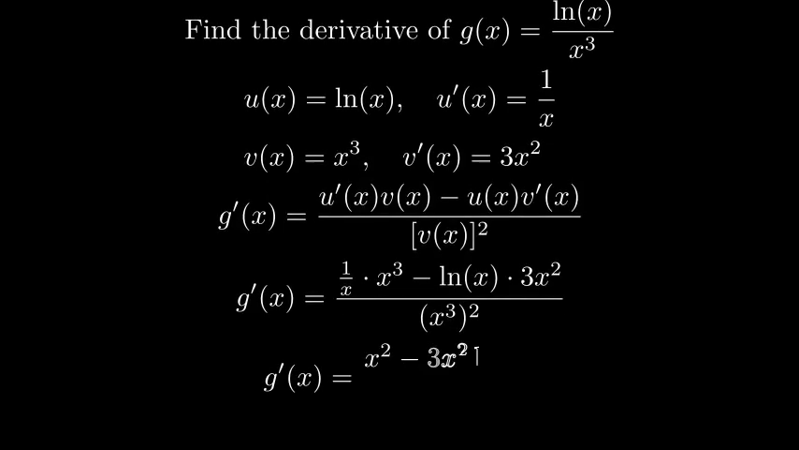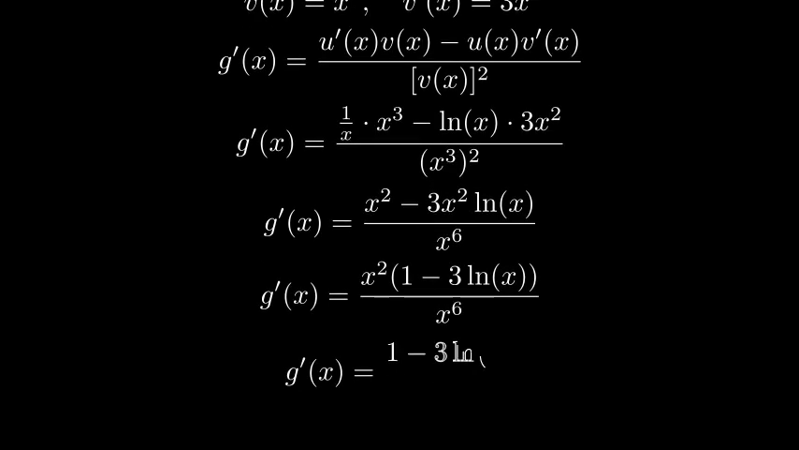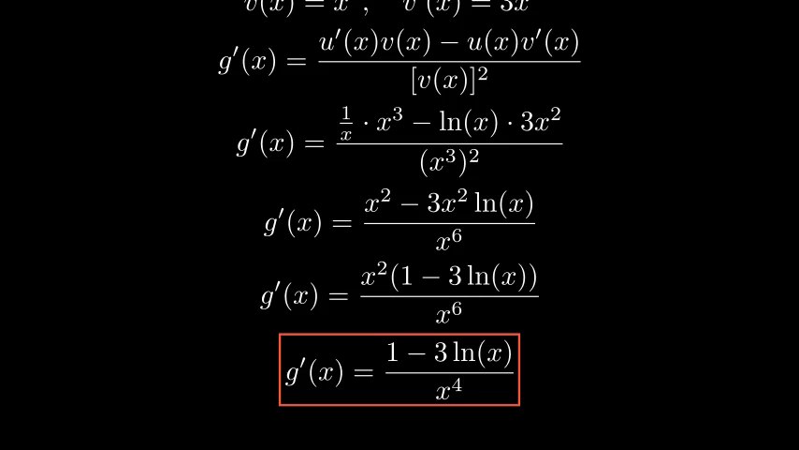Let's simplify. G prime of x equals x squared minus 3x squared times natural log of x, all divided by x to the 6th power. Further simplifying, g prime of x equals x squared times the quantity 1 minus 3 natural log of x, all divided by x to the 6th power. So our final answer is g prime of x equals the quantity 1 minus 3 natural log of x divided by x to the 4th power.